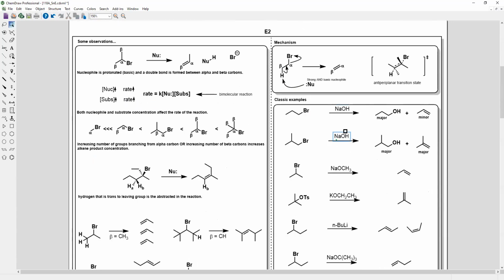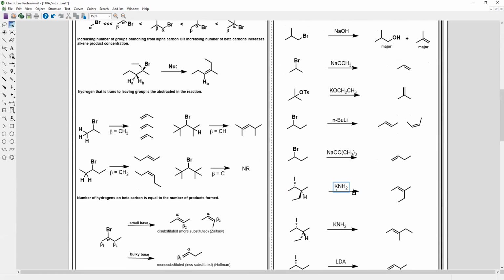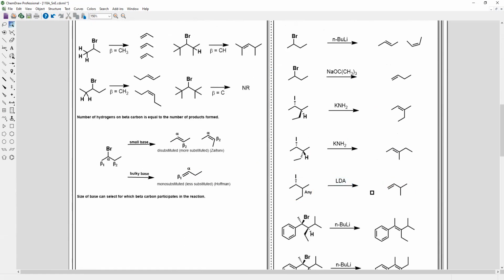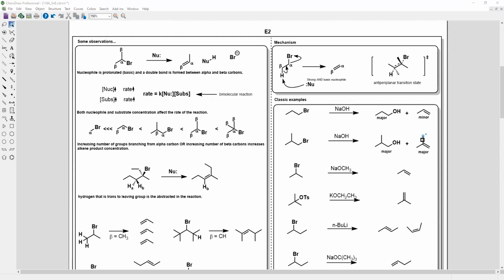So you'll notice some of these examples here that I have in the classic examples, you'll notice it's OH minus, OR minus, C minus, N minus. These are all classical bases that we would typically see. So a lot of times if you see a base, it's very likely you're going to do some kind of elimination reaction. Although again, if we have this substrate here, not very likely.